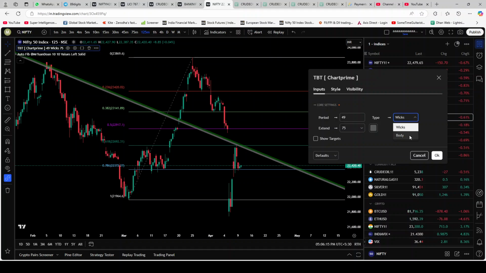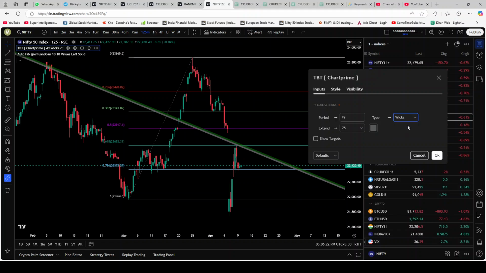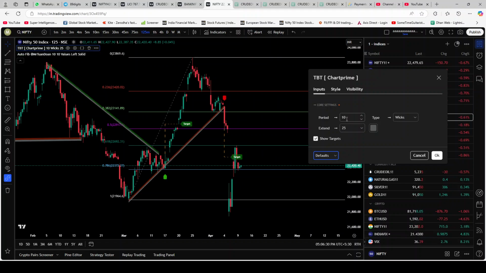If I make this body, you'll see that it'll go probably a little bit down, because then it'll discount the wicks. But I keep it on wicks because that's the way I would have manually drawn it myself. Now if I do this reset settings, you'll see that the value over here changes to 10 and 25 instead of 49 and 75. 49 and 75 is the setting that I'm using because I'm studying a larger time frame.